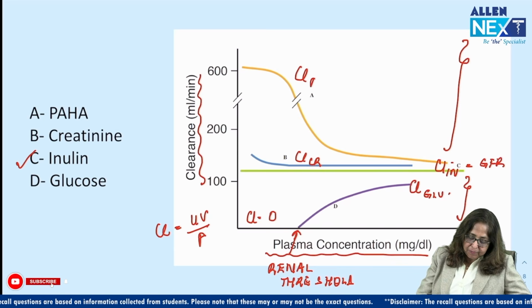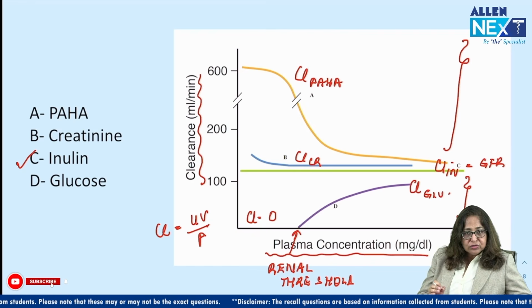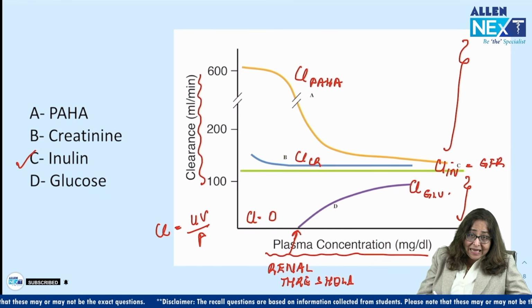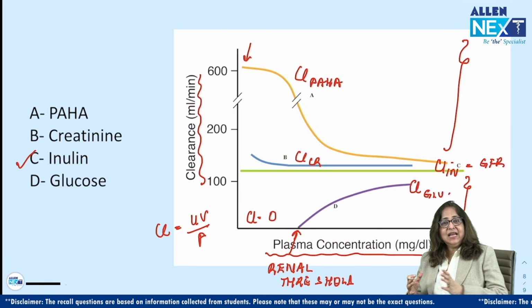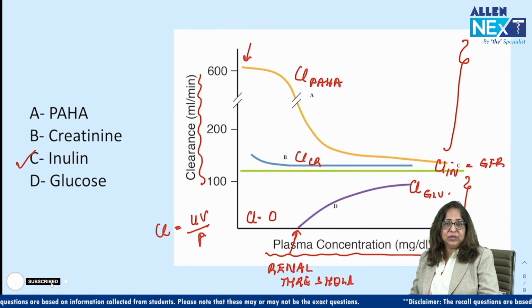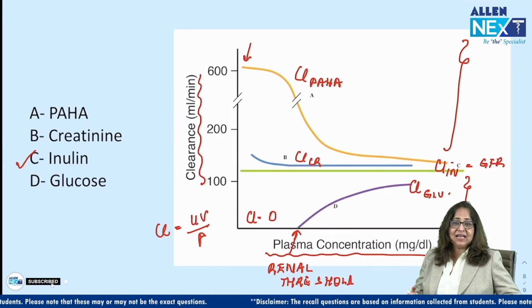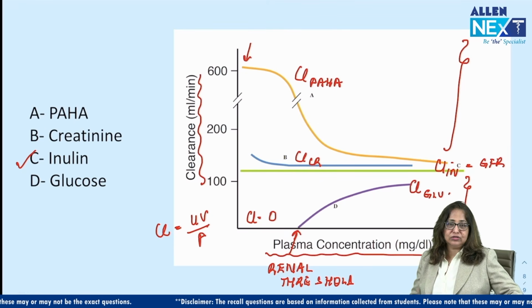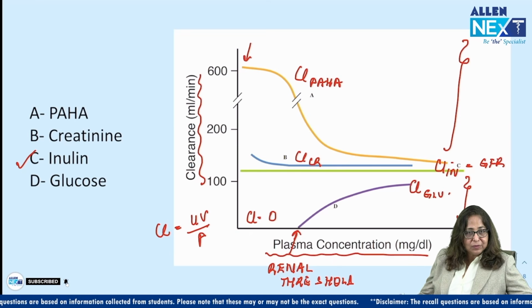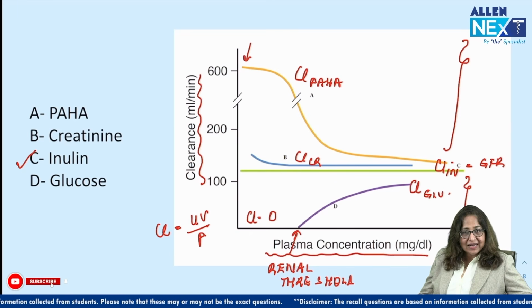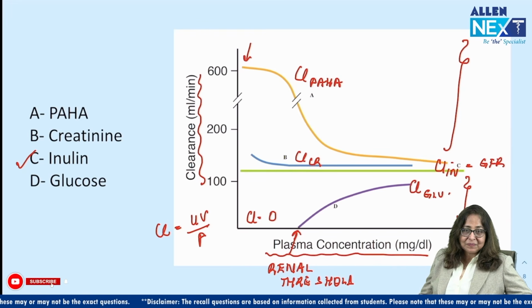A is the clearance of para-aminohippuric acid. Para-aminohippuric acid in low concentration is freely filtered and completely secreted, so there is very high clearance in low concentration. In high concentration, para-aminohippuric acid is incompletely secreted, so its clearance decreases in high concentrations. In case this was the question, then A is the clearance of para-aminohippuric acid, B is the clearance of creatinine, C is the clearance of inulin, D is the clearance of glucose.